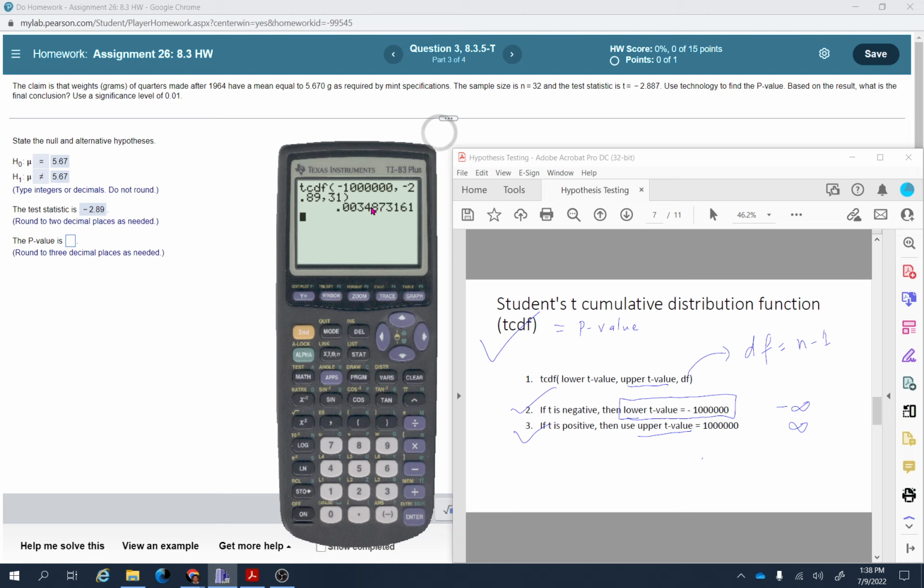But this p-value is only for one side. There are 3 different scenarios: a right tail, a left tail, and two tails. This only gives you 1 tail. So if it's not equal, that means we're talking about the two-tailed test. To get the two-tailed p-value, we just have to multiply this p-value by 2. So multiply this answer by 2, and that will give us our answer, and we need to round it to 3 decimal places, so that would be 0.007.